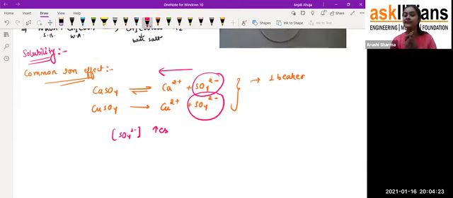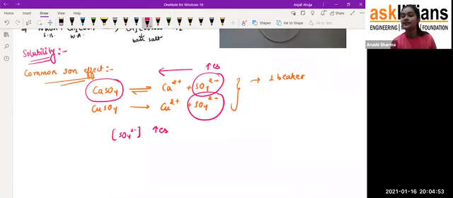So students, in this condition the concentration is increasing at this side when the reaction is at equilibrium. According to Le Chatelier's principle, if the change is increasing at this side, it will try to shift the equilibrium in the opposite direction, so that this change is nullified. That is why the reaction will go in the backward direction, and we are getting calcium sulfate again.